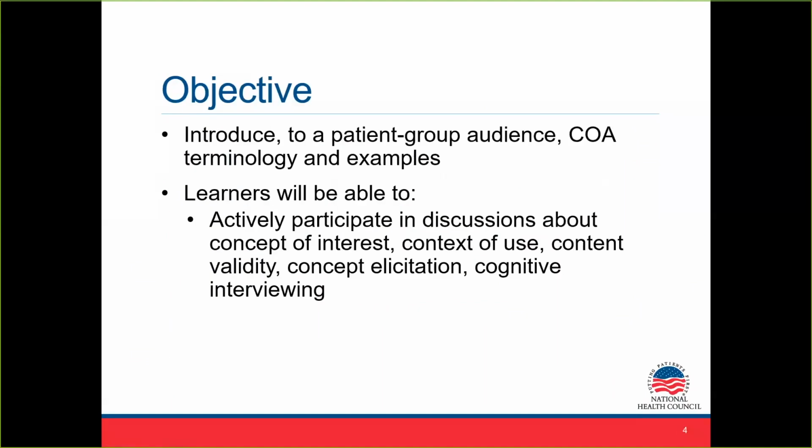So the objective of this presentation will be to introduce to a patient group audience clinical outcome assessment, or COA, terminology, as well as relevant examples. At the end of this webinar, we anticipate that participants will be able to actively participate in future discussions that include topics of concept of interest, the context of use, and to a smaller degree, content validity, concept elicitation, as well as cognitive interviewing. Next slide, please.